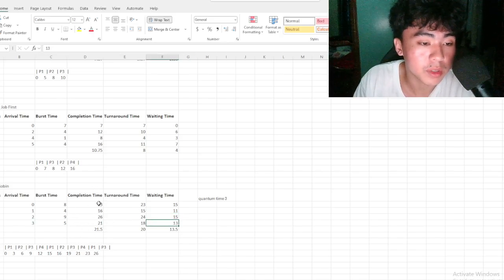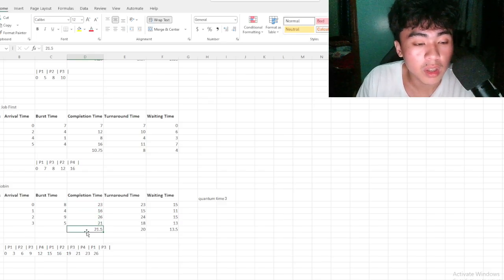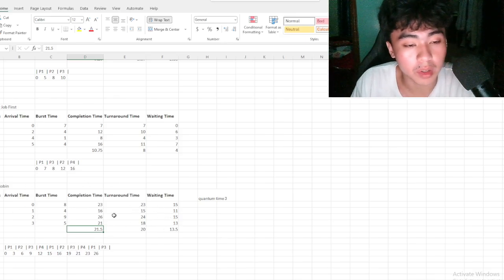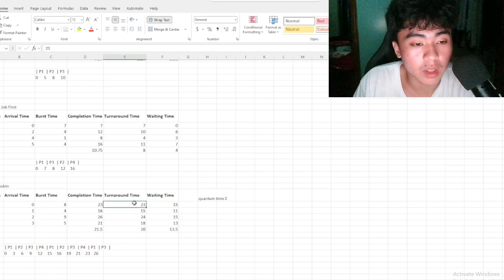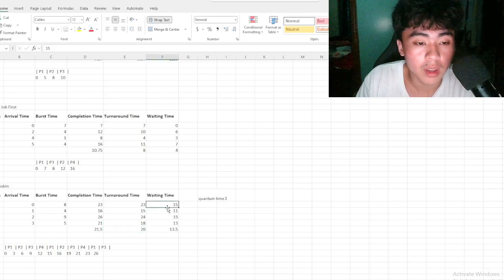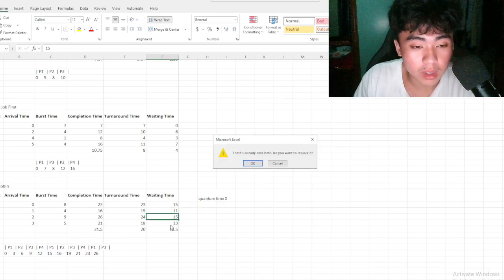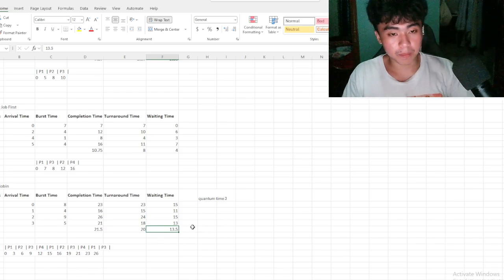To get their averages, we have to add 23 plus 16 plus 26 plus 21, then divide it by 4 since the table has 4 processes, to get 21.5. Then for turnaround time, 23 plus 15 plus 24 plus 18, then divide it by 4 to get 20. For waiting time, 15 plus 11 plus 15 plus 13, then divide it by 4 to get 13.5. So that's all.